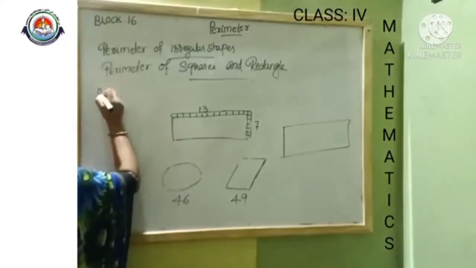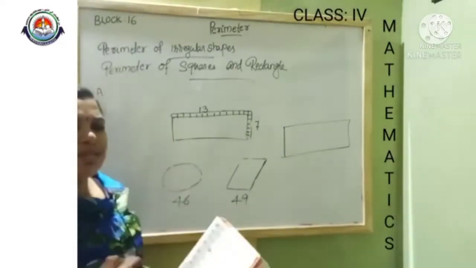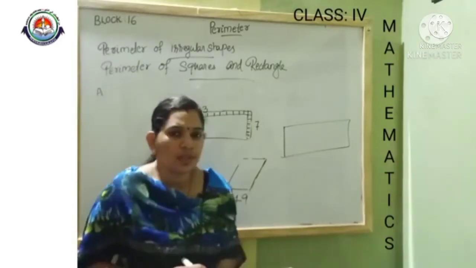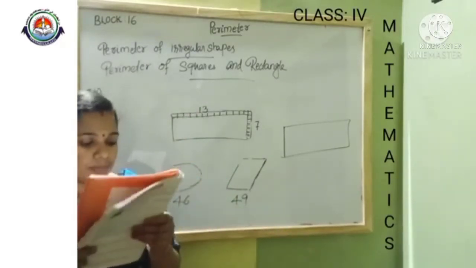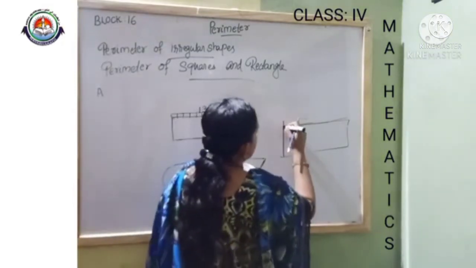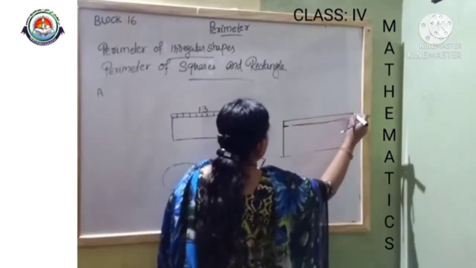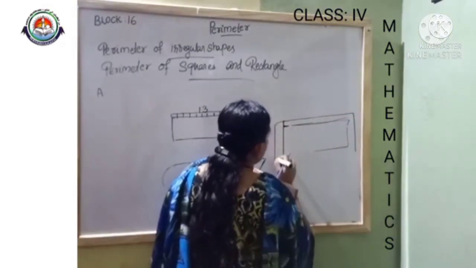Question number A. You just write the question and draw a simple shape. Any shape, not the correct measure. Then, ready, count it. Look at that. Like this, the small squares are going.